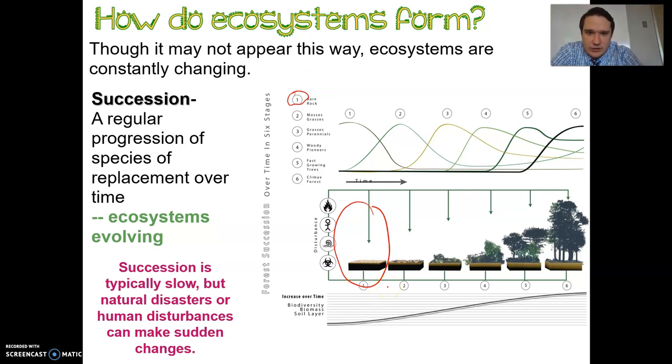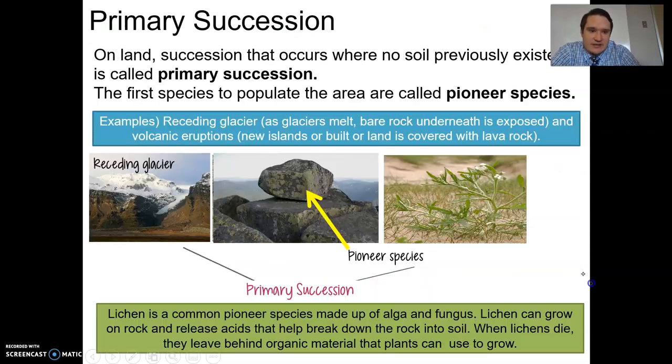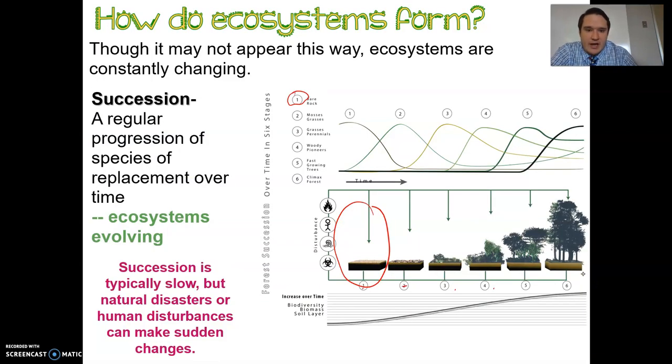Notice how it's 1, 2, 3, 4, 5, and 6 here, down here, and up at the top. So ecosystems start as bare rock. As time increases, the amount of bare rock is going to decrease because we're going to see an increase in mosses and grasses. Okay, so this is where 2 is.